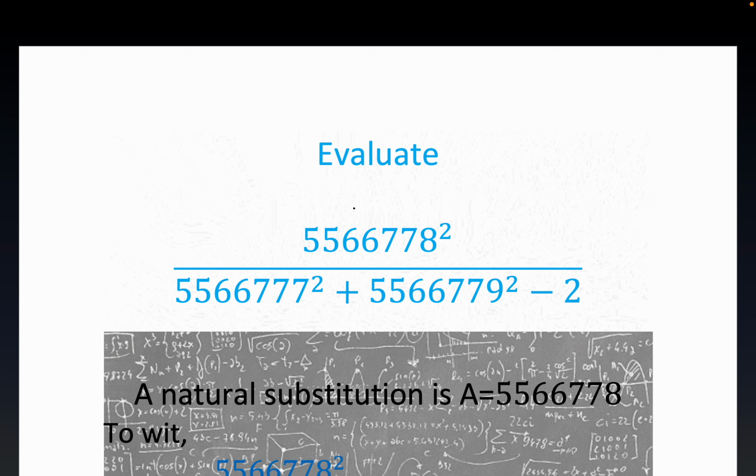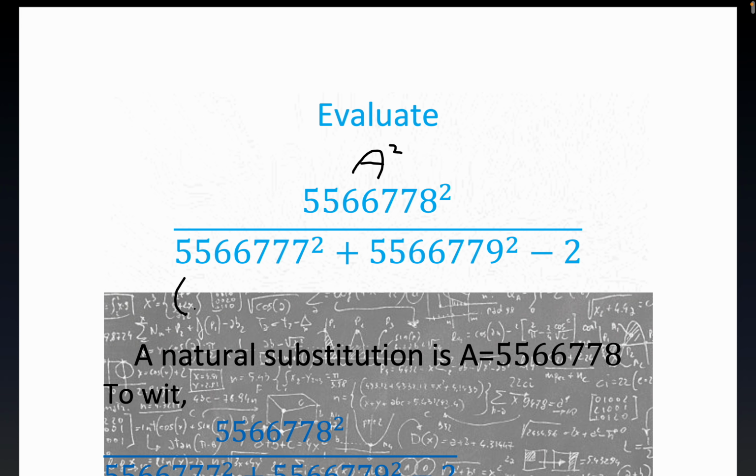Everybody, we have another one of these no calculator type problems, but it's not as hard as you may think. If you take a look at a very natural looking substitution right here, this number, 5,566,778, is one more than this number right down here, the one that I won't try to pronounce. So that's a minus 1 quantity squared.